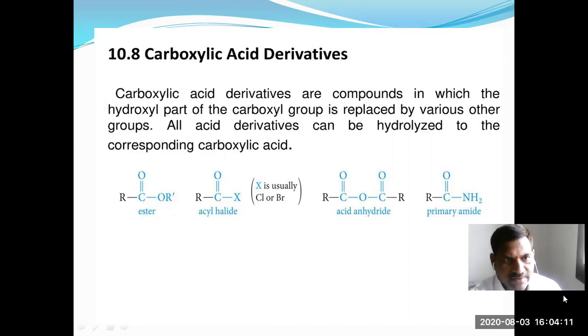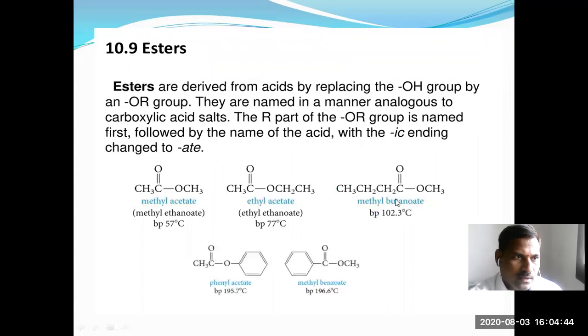Carboxylic acid derivatives are compounds in which the hydroxyl part of the carboxyl group is replaced by various other groups. All acid derivatives can be hydrolyzed to the corresponding carboxylic acids. Those are esters, acid chlorides, acid anhydrides, amides. In this one, we will discuss the esters.